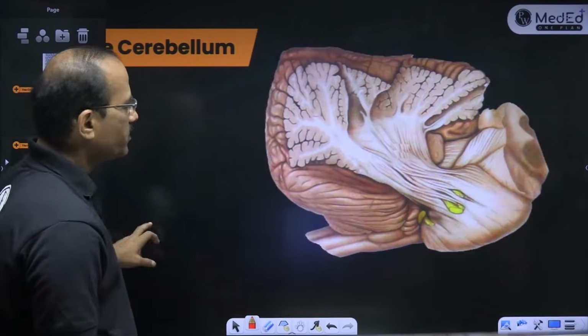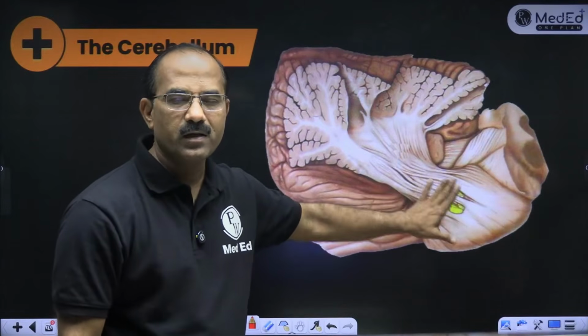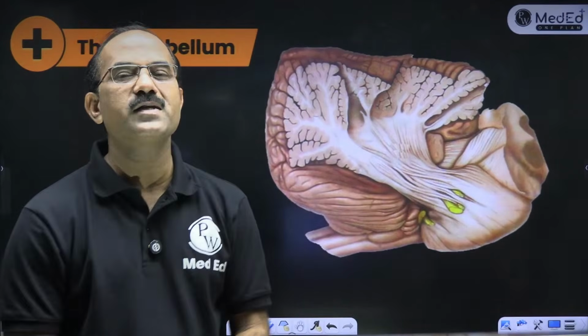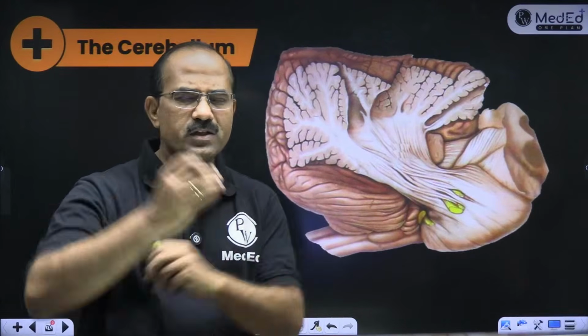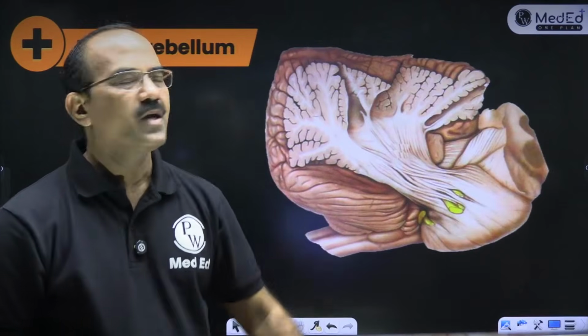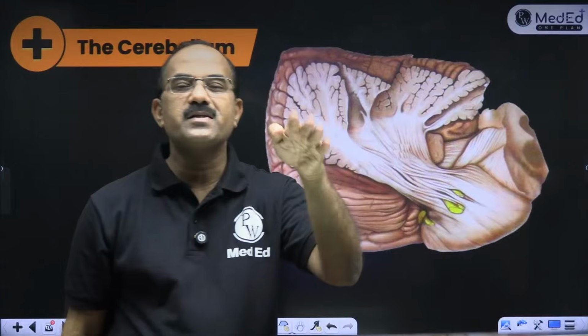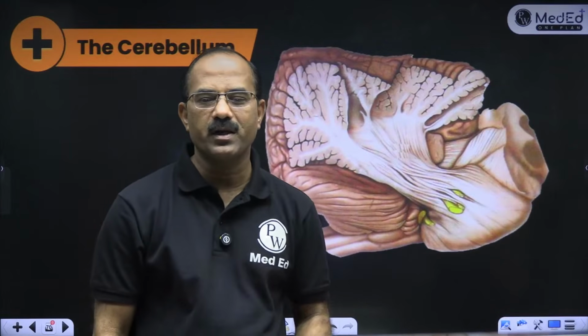Then you need to know the cerebellar peduncles. What is this? This is the middle cerebellar peduncle. What are the fibers which pass through the middle cerebellar peduncle? Anyone? Have a look at the fibers passing through the superior, middle and inferior cerebellar peduncles. Through the middle cerebellar peduncle pass the pontocerebellar fibers.